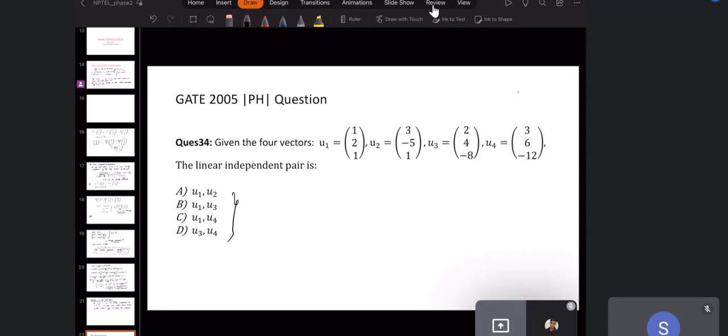I will give you 5 minutes, maybe less than that. You can solve this, and if you get the answer, you can type in the chat box what the correct answer is. Is it fine?